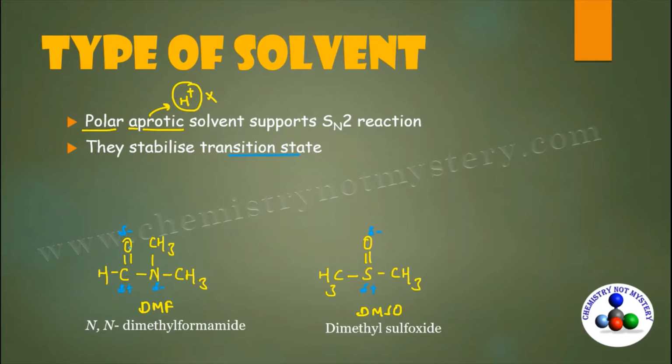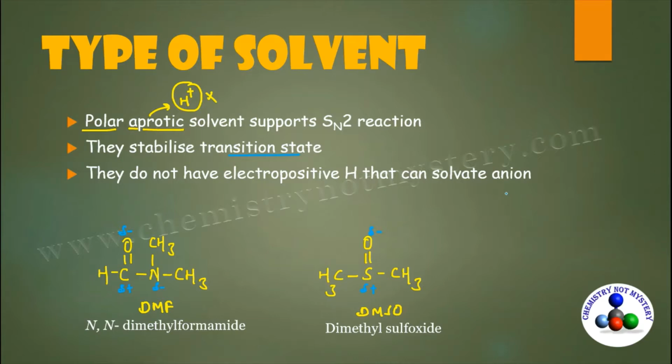You can see there is electronegative oxygen and electronegative nitrogen. That means there is pretty much negative charge over the molecule. And this negative charge can stabilize a positive ion, but it cannot stabilize a negative ion. And here the negative ion is our nucleophile. So this nucleophile cannot be solvated by the molecules of the solvent. Solvation is the gathering of solvent molecules around an ion. So this solvation of the nucleophile cannot take place in a polar aprotic solvent.